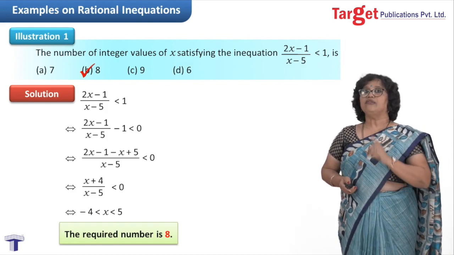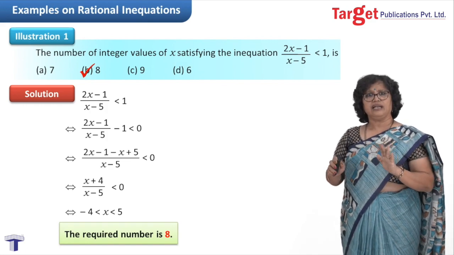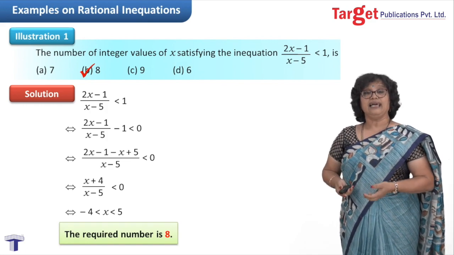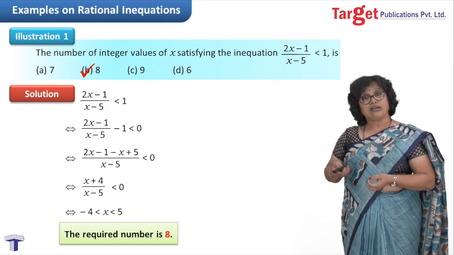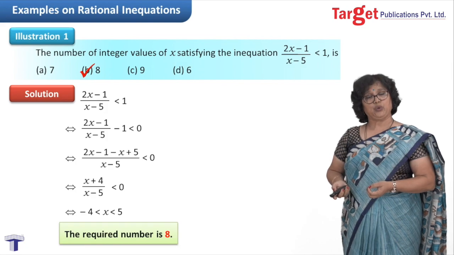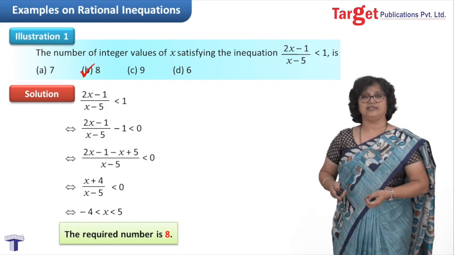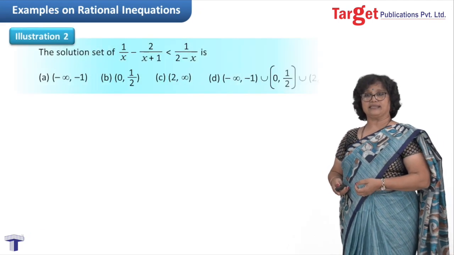I hope you understood one tip from this particular question. Otherwise the question didn't have any special treatment, except that 1 was occurring on the right hand side, we added minus 1 on both sides and brought the inequation to the form R(x) less than 0. Then let us move to the next.